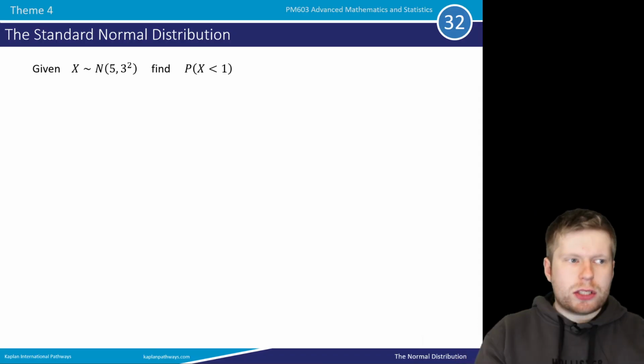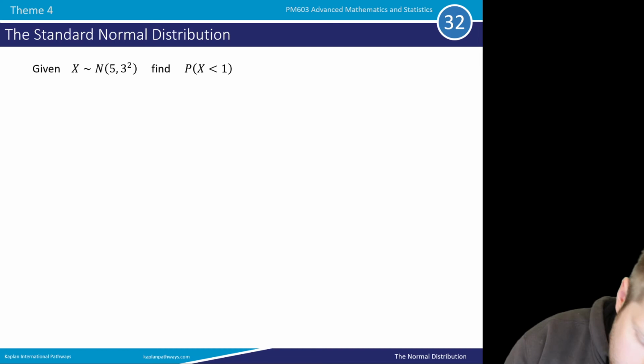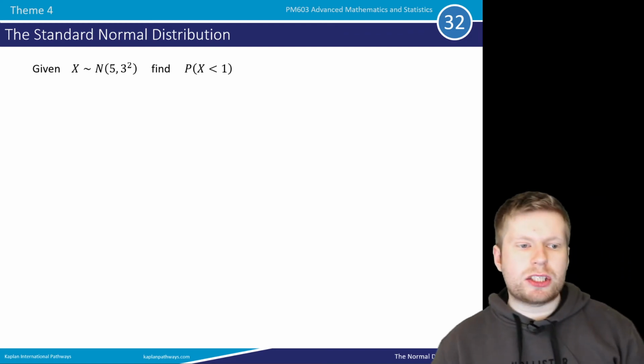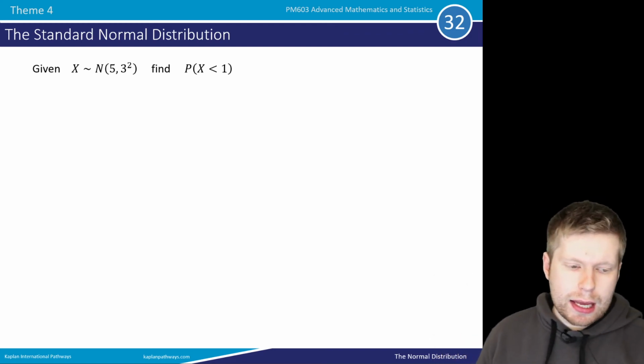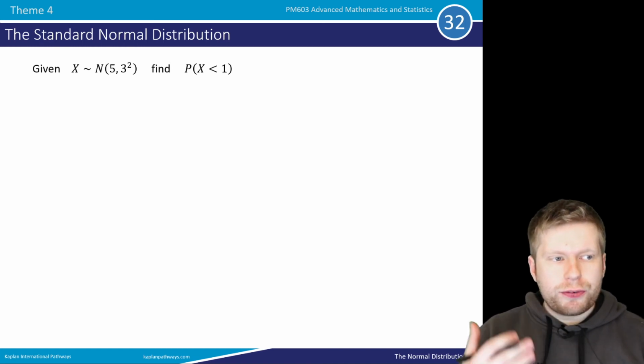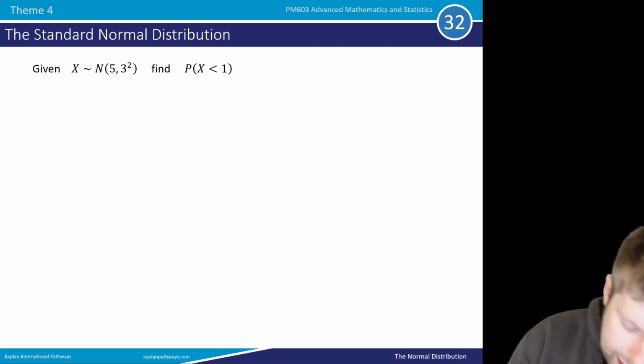So okay, let's have a look at this question together. It's a different question now. We've basically been given that x is a random variable that is normally distributed with a mean of 5 and a variance of 3 squared. So it's going back to the example that we looked at previously, but this time what we want to do is find the probability that x is less than 1.